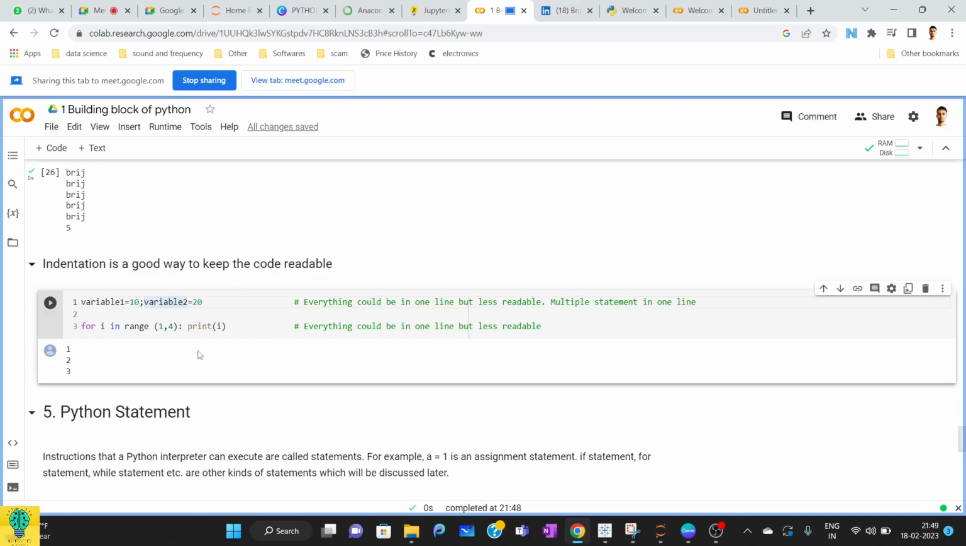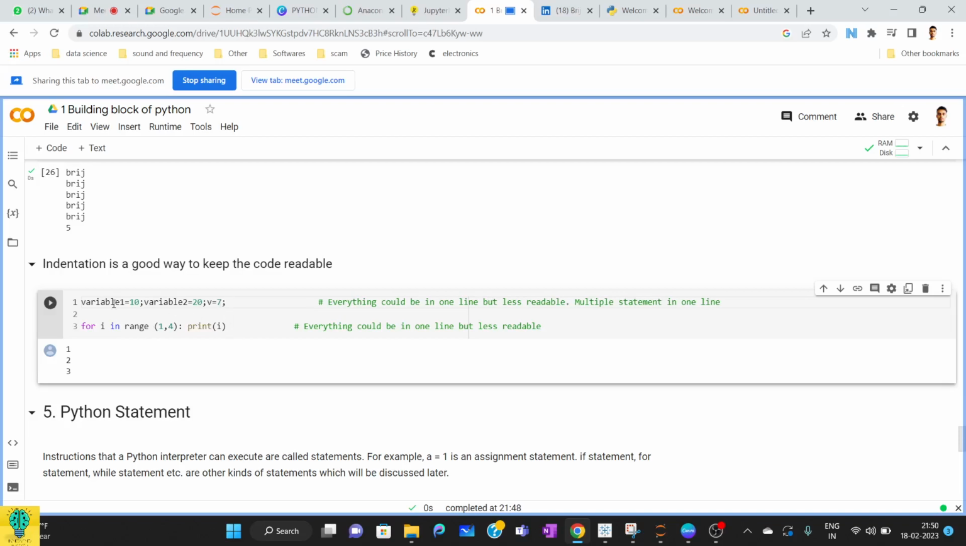Okay, so variable1 = 10; the next line starts with variable2 = 20. Okay, it is good enough. The code is fine, there is nothing wrong with that. Now suppose I have 20 or 30 variables and I write them all in a single line. Will that be a good way to write? I don't think so, because at some point you will be frustrated and you will not be able to find where exactly things are written here.